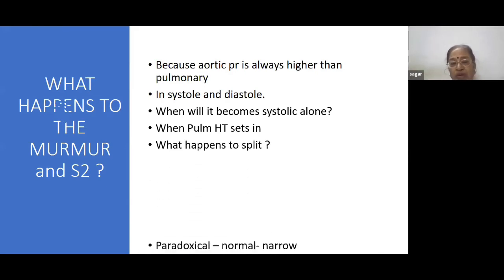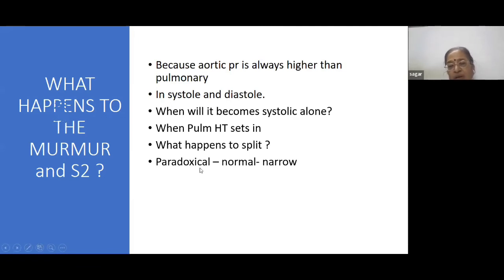What happens to the split? It will be initially paradoxical, then it will become normal, and then it will become narrow like any pulmonary artery hypertension. So there is a movement of the split from paradoxical to normal when the A2 starts closing, not so late, and then it becomes pulmonary artery hypertension. So you get a narrow split. So the whole thing reverses in a PDA.